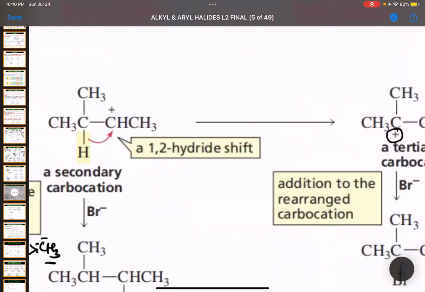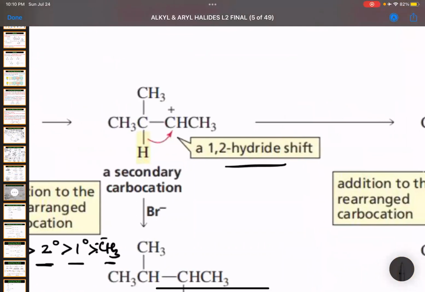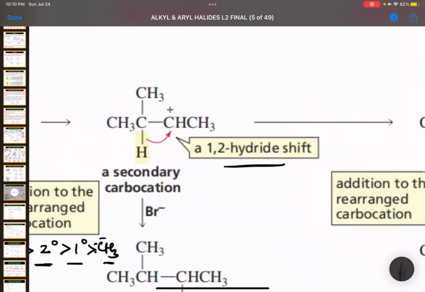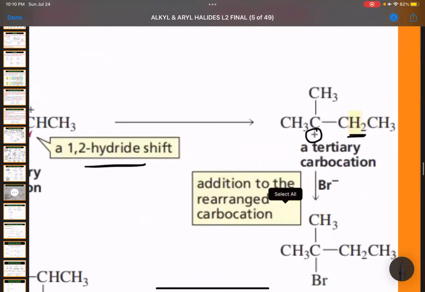You can see here a 1,2 hydride shift has happened, because the carbocation wanted to come on this carbon which is tertiary. After the hydride shift, the hydrogen has moved, that yellow part has gone to that carbon, and the carbocation has come here. Now because it has already become the most stable tertiary, it can't shift anywhere else, because on either side you have a primary carbon or a secondary carbon, and shifting the carbocation onto those carbons would not be a good thing to do because those are less stable.